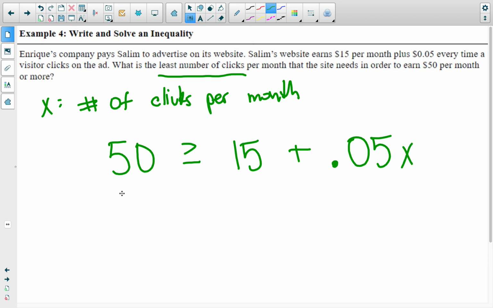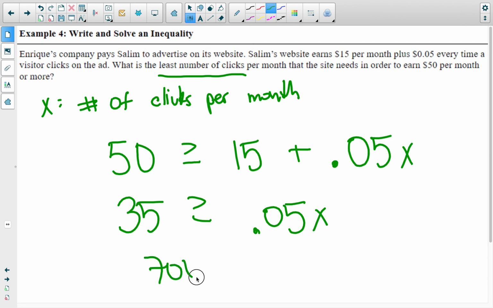So now we can just solve this inequality. Subtracting 15 from both sides will give us 35 is greater than or equal to 0.05x. Divide both sides by 0.05 to get 700 is greater than or equal to x. So the least number of clicks is going to be, I believe, 700.